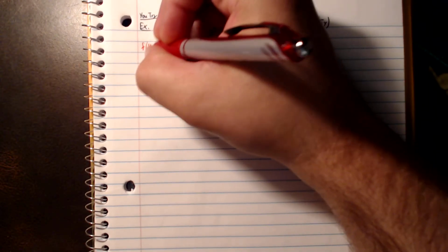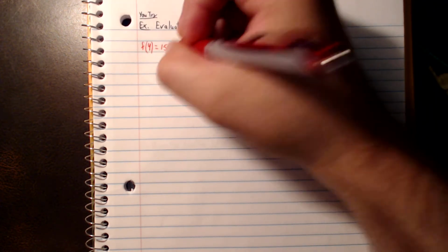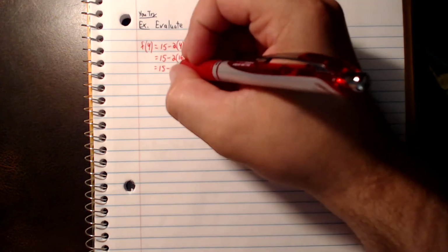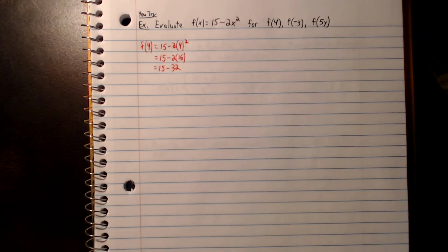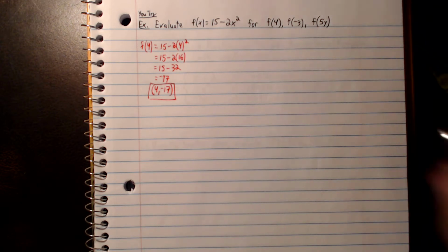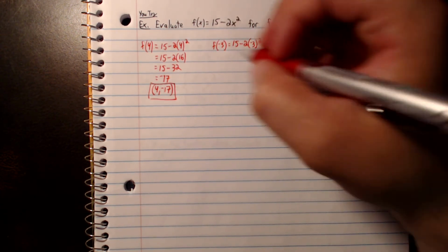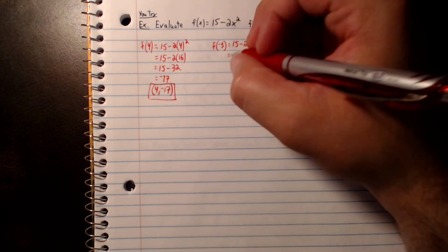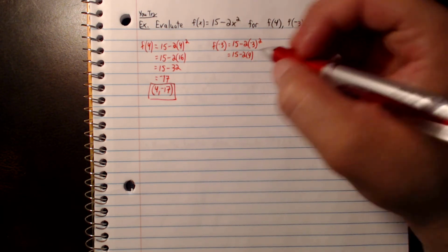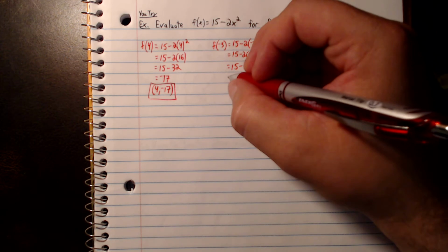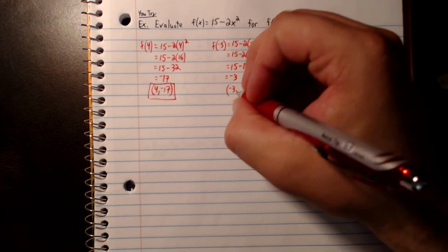So let's start with 4. 15 minus 2 times 4 squared. Alright, 4 squared, that's 16. 2 times 16 is 32. And 15 minus 32 is -17. So if we plug in 4, we get negative 17 out. Let's try negative 3. If I square negative 3, that becomes positive 9. 2 times 9 is 18. 15 minus 18 is negative 3. So (-3, -3).